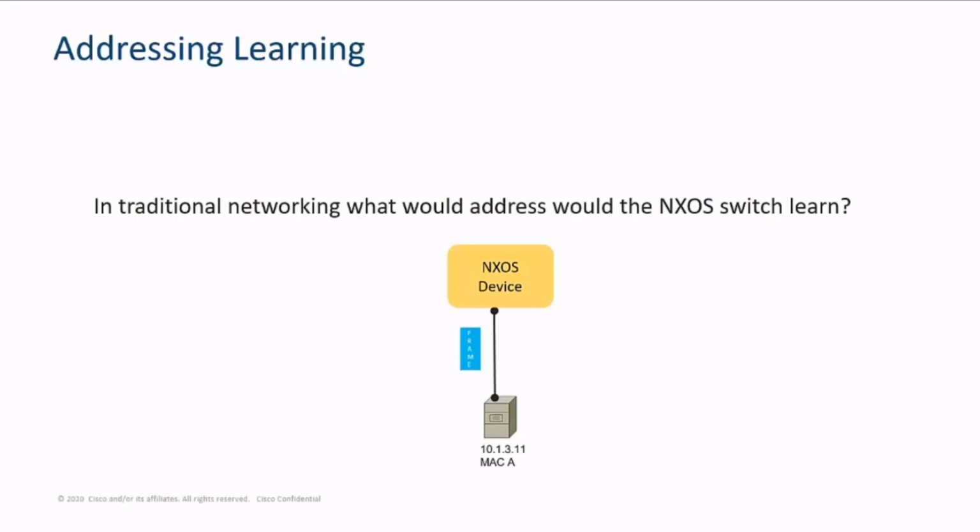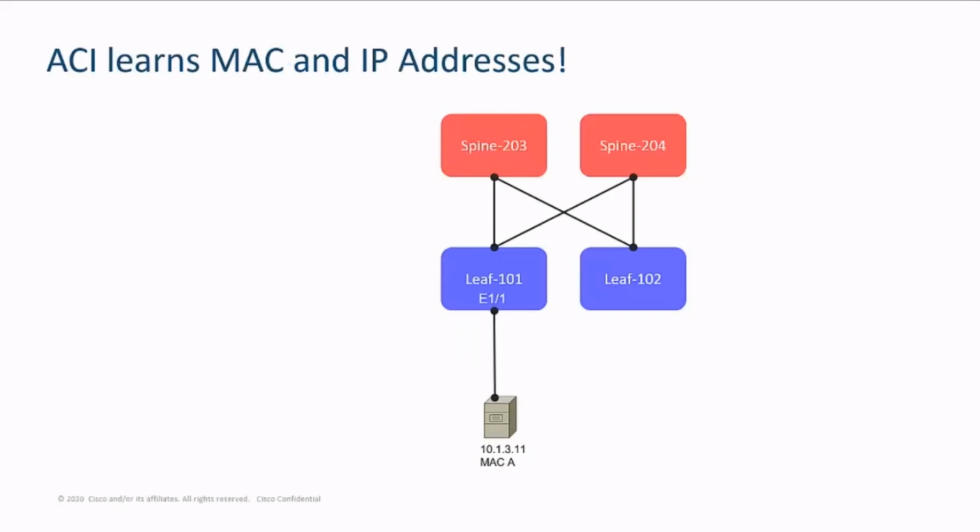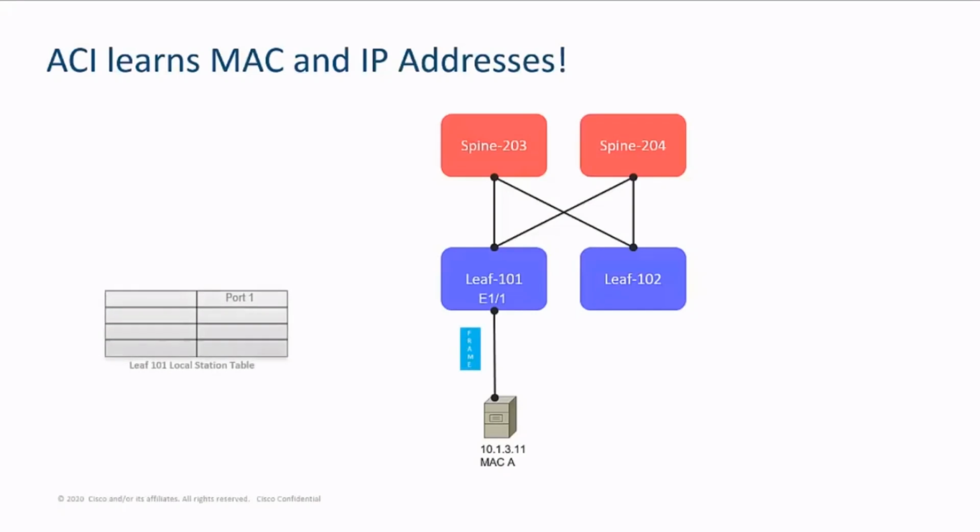ACI is a little different. So let's say we take that same server and we attach it to Leaf 101, interface 11. It sends a packet. The leaf switch, so that's its local leaf switch, has the ability to learn MAC addresses, but also has the ability to learn IP addresses as well. So that's one, I would say, big key point in ACI: we can learn IP addresses, and there are some benefits to doing that, and we'll look at that a little bit later on.